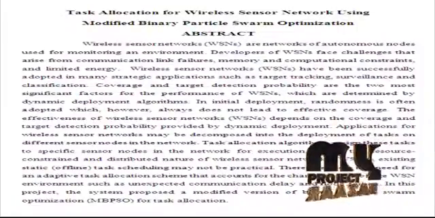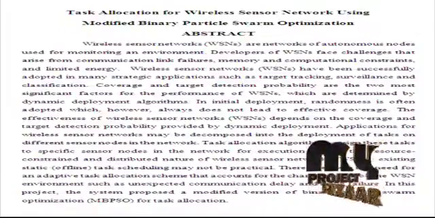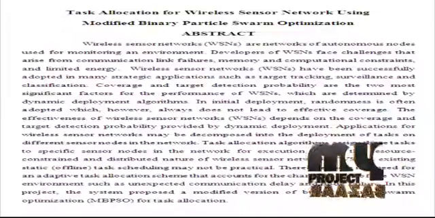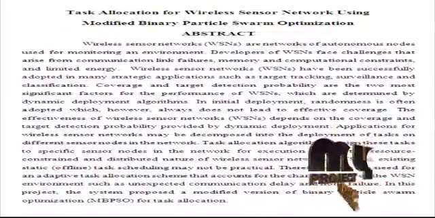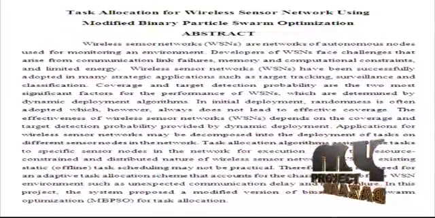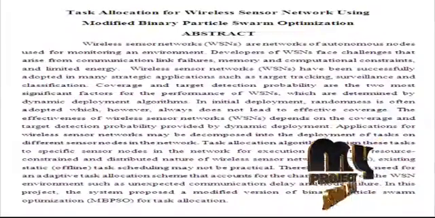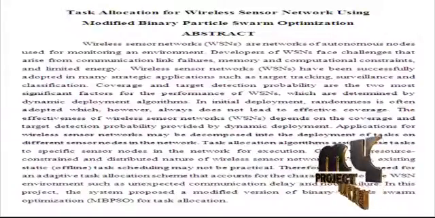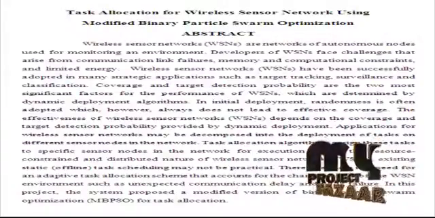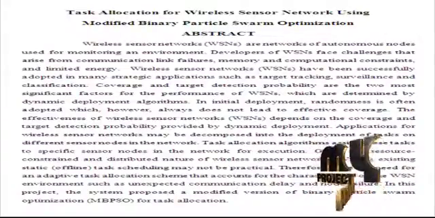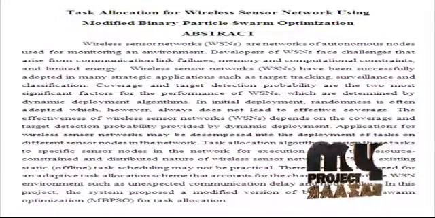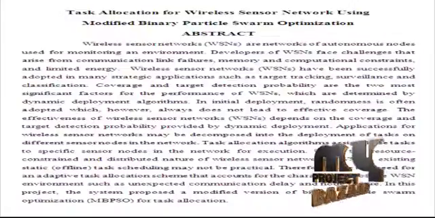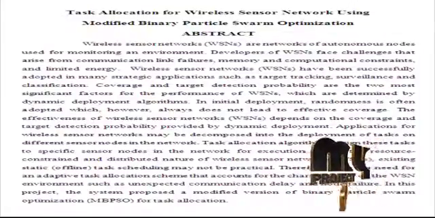Coverage and target detection probability are the two most significant factors for the performance of wireless sensor networks, which are determined by dynamic deployment algorithms. In initial deployment, randomness is often adopted, which, however, does not always lead to effective coverage. The effectiveness of wireless sensor networks depends on the coverage and target detection probability provided by dynamic deployment.